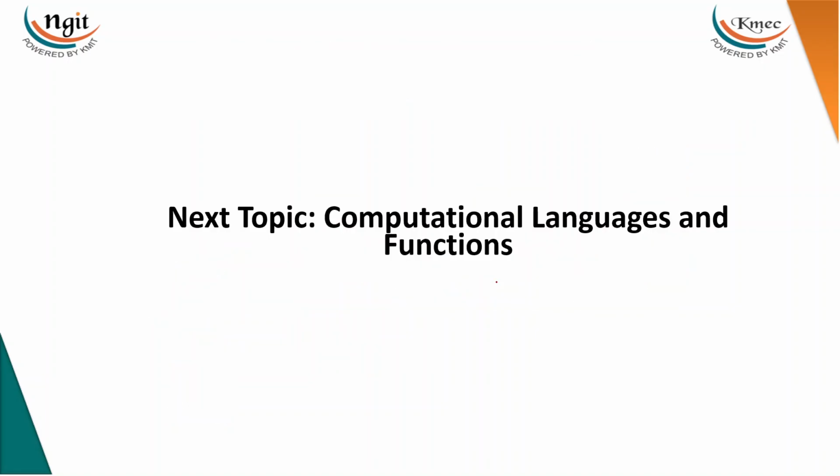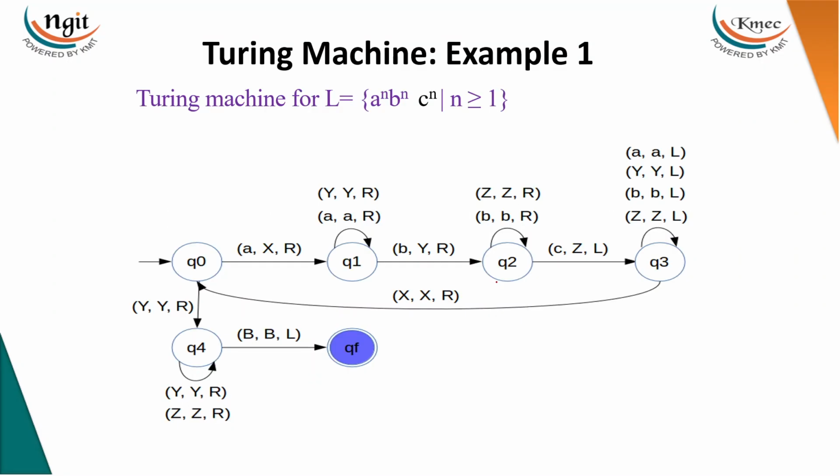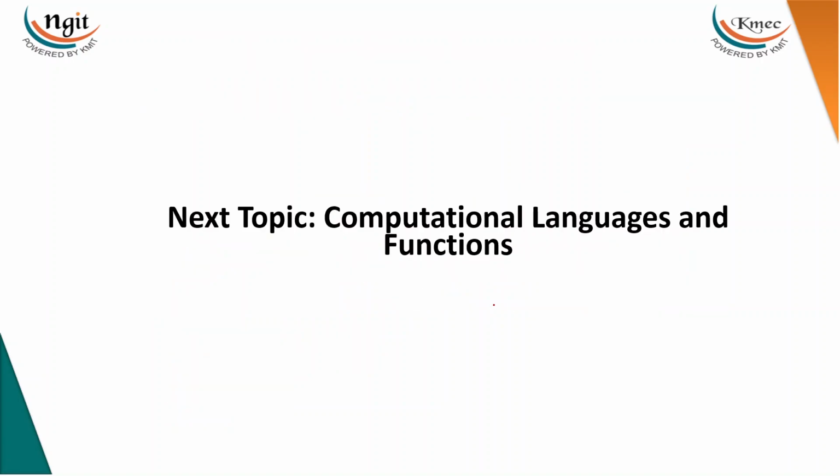The Turing machine is not only intended to perform language acceptance, we can even perform computations like one's complement, two's complement, addition, subtraction. As I told you, whatever task is done by the computer can also be done by the Turing machine. So we have so many other things, which we will discuss in the next video, computational languages and functions.